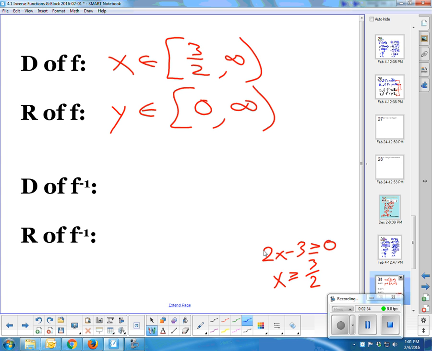Now, as far as the inverse function goes, that was the quadratic function. Quadratic functions have graphs that are parabolas. They are polynomials. So they have domains of all real numbers.